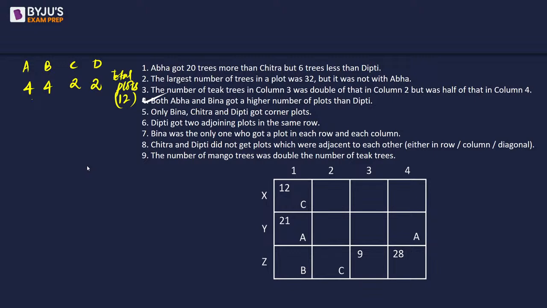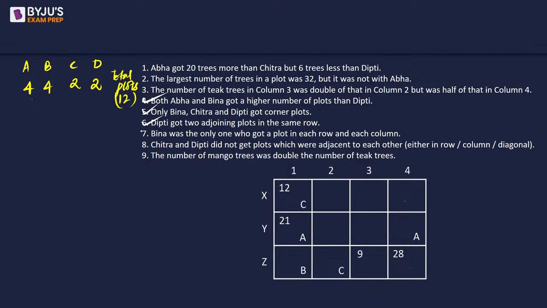Next, let's look at the next statements. The first one is about trees, the second one is about trees, the third one is about trees. Fifth, only Bina and Chitra and Dipti got corner plots. So A should not be at the corner. A cannot come here. Dipti got 2 adjoining plots in the same row.